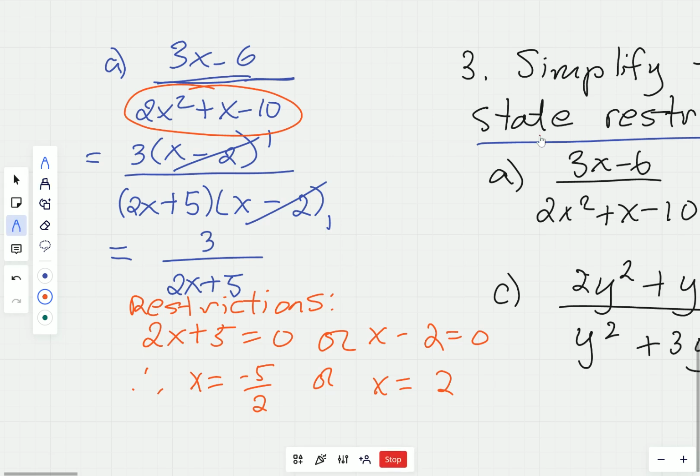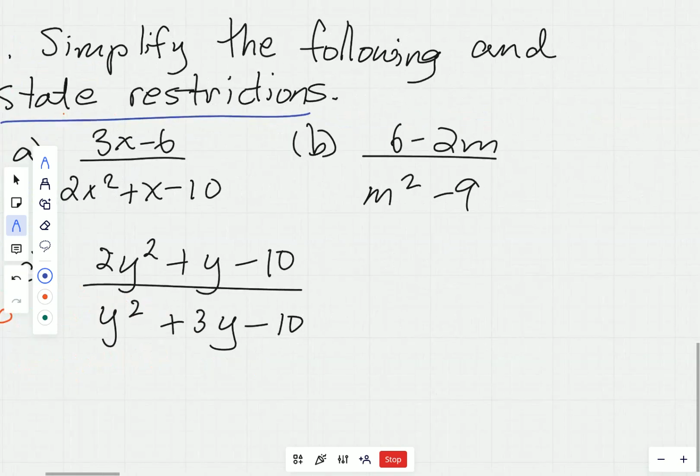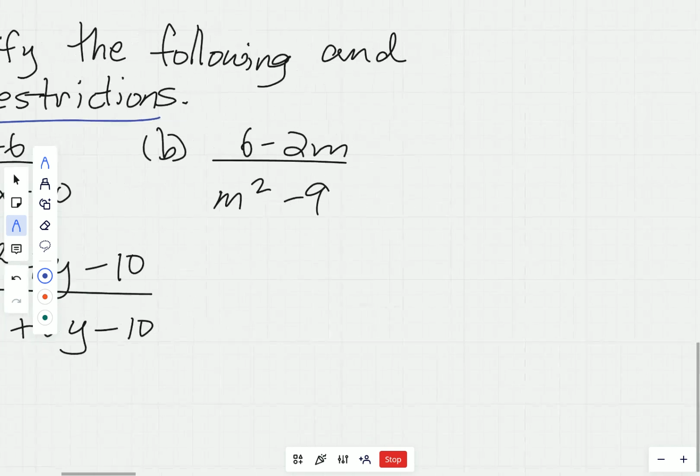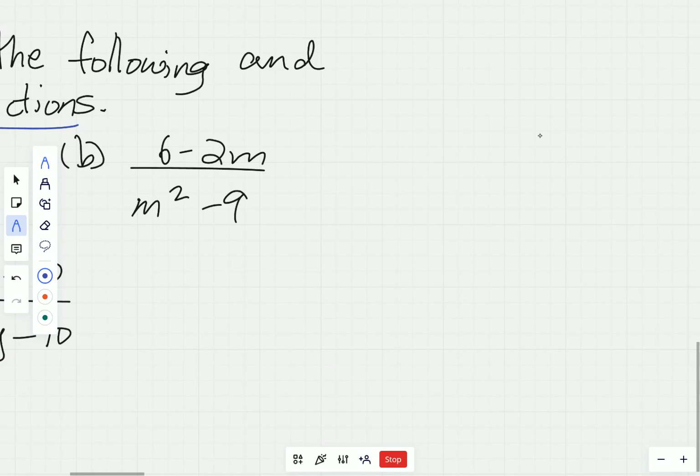All right, so let's change the color. All right, let's look at B. So B is 6 minus 2m over m squared minus 9. Do we have a little space on the right-hand side? Yes, we do. So let's move over to the right-hand side. I don't think we need to rewrite it, so let's not waste time.